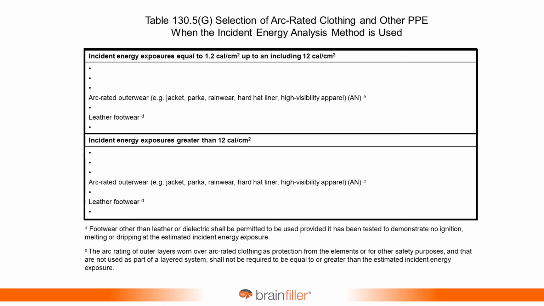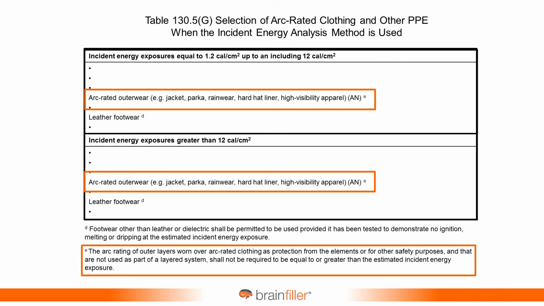And so now for the arc-rated outerwear or high-visibility apparel, they used to have the word safety in there, that was removed. Down at the bottom, that's where you're going to find the note about the arc rating of the outer layer worn over the arc-rated clothing as protection from the elements or for other safety purposes, and that are not used as part of a layered system, shall not be required to be equal to or greater than the estimated incident energy exposure. That would have just been difficult.